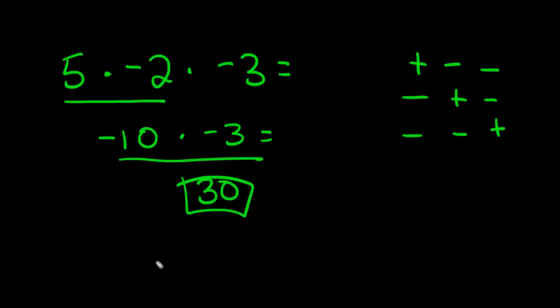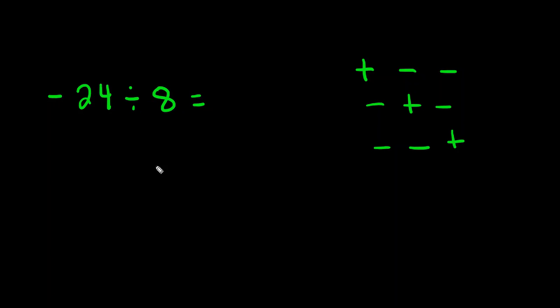We haven't really talked about division yet, so let's talk about division next. Again, tic-tac-toe board, 3 positives on the diagonal, everything else is negatives. If I have a negative 24 divided by a positive 8, my answer will be negative. That's going to be a negative 3.